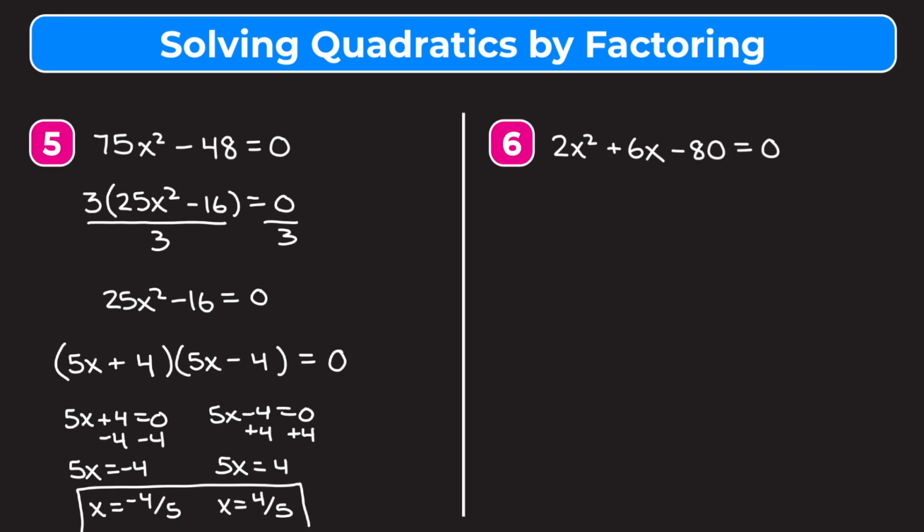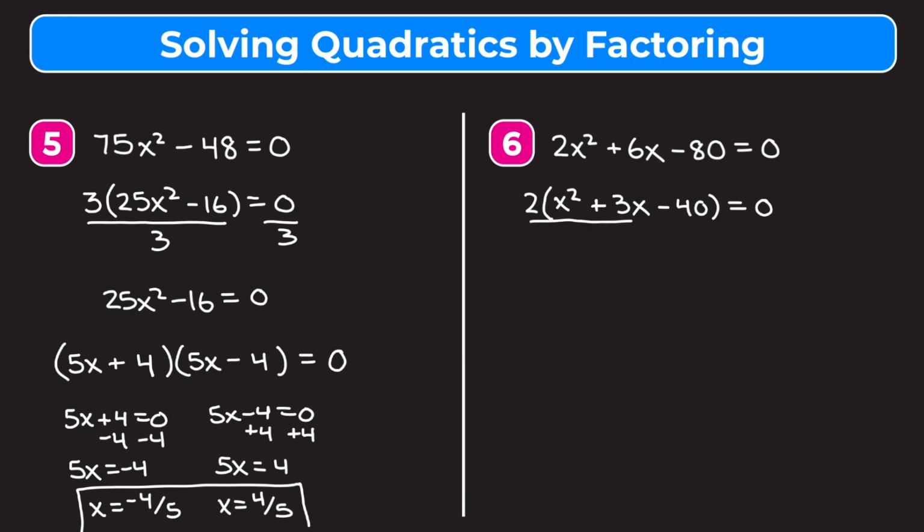And finally, taking a look at our last example, we have 2x squared plus 6x minus 80 is equal to 0. So we can factor out a 2, so that's what I'm going to start by doing. I'm going to take a 2 out. If I take a 2 out of 2x squared, I'm left with x squared. If I take a 2 out of 6x, I'm left with 3x. If I take a 2 out of negative 80, I am left with negative 40. And this is equal to 0.